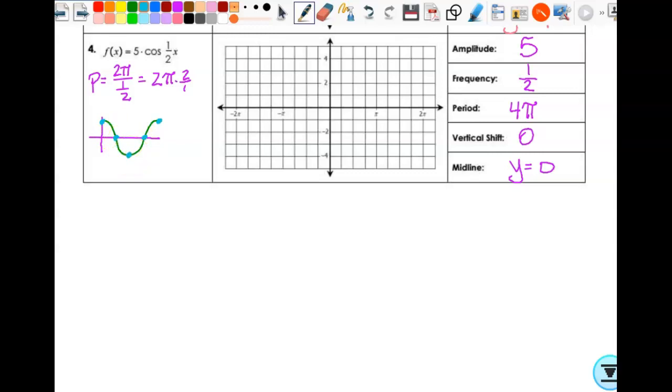Then the midline is y equals 0. So this point is for my parent function, that's at 0, 1. But I'm just going to go from wherever the midline is up whatever the amplitude is. The amplitude is 5. So from the midline, which happens to be the axis, I go up 5. Hit that right there.